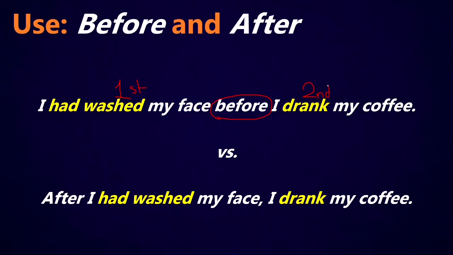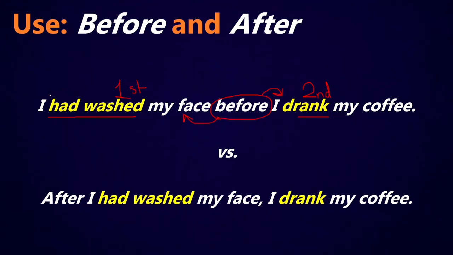And I know this for two reasons. I know this first because had washed is in the past perfect, and drank is in the past simple. So I know that this one happened first and this one happened second. But also because this word before is there, that's saying that before this thing happened here, this thing happened. So this thing happened before this thing.